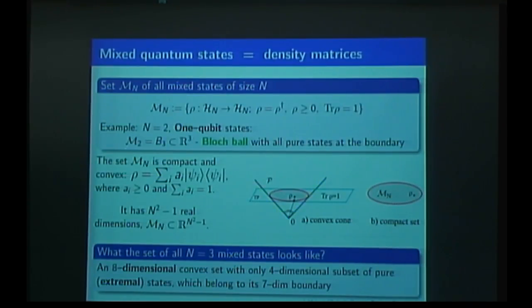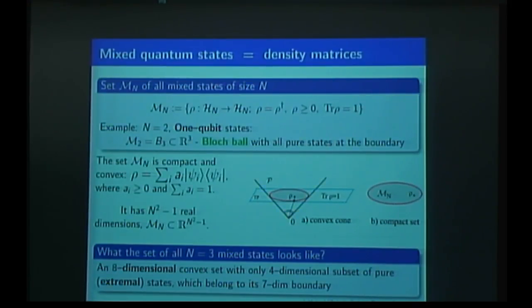And now, let me denote by M_n the set of all those states of a given size. For n equal 2, the solution is simple. The set of pure states was a sphere. The set of mixed states is just all possible convex combinations. If you take points on the sphere, you take all possible convex combinations, what can you get?